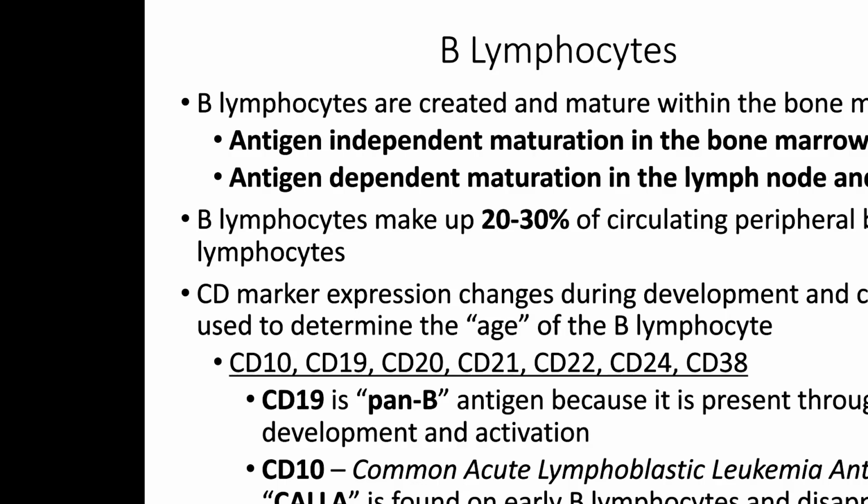Cells that have a high amount of CD10 mean that you're looking at a possible acute lymphoblastic leukemia, because they are only found during B lymphocyte development. And again, high expression of CD10 found in the peripheral blood is associated with ALL, or acute lymphoblastic leukemia.